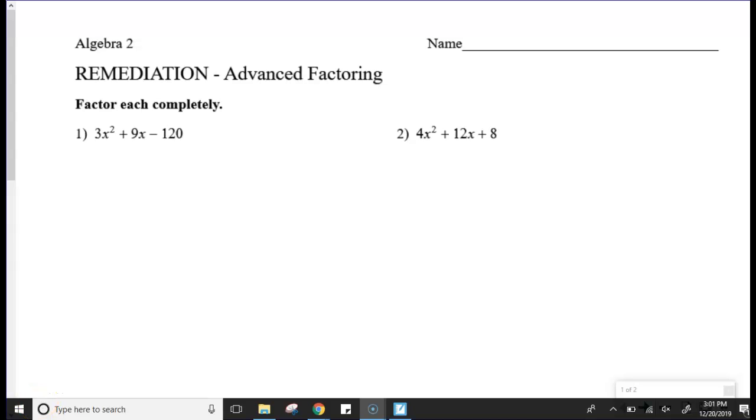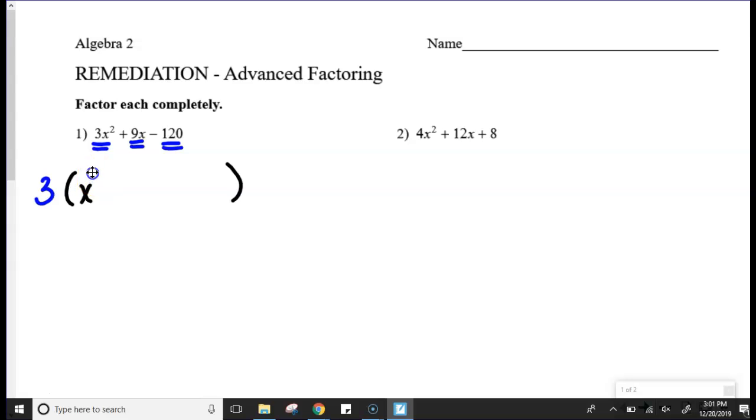So this is the remediation for advanced factoring, which is our newer kind of factoring, and we do have a new flowchart for this that has more exciting things to look at. So remember, top of the flowchart is always looking for common factors. So when I look at this polynomial, I notice that there's a common factor of 3 that we could take out. So this is going to be done in 2 steps, so keep your eye on that.